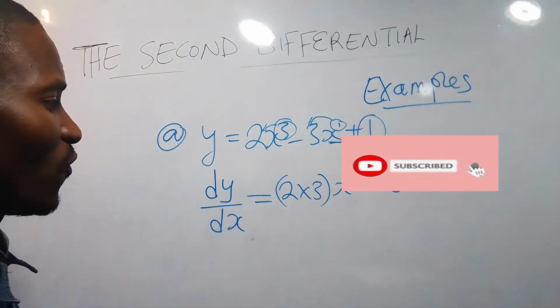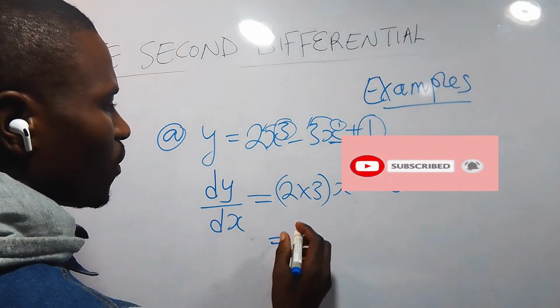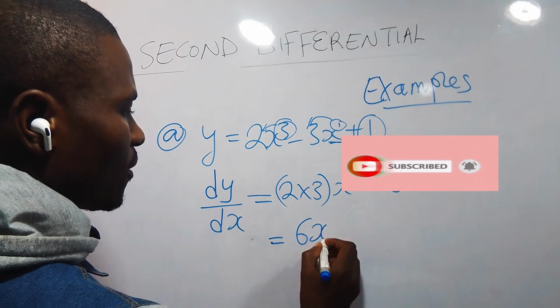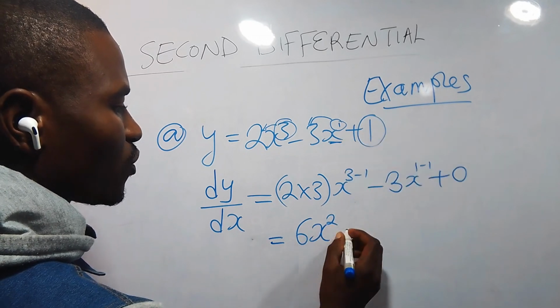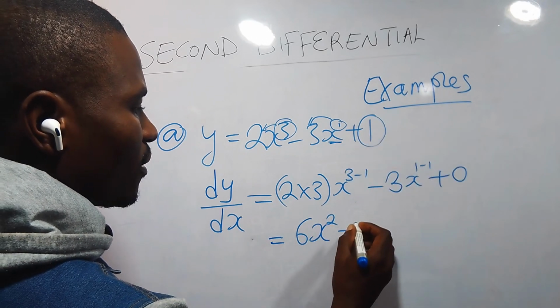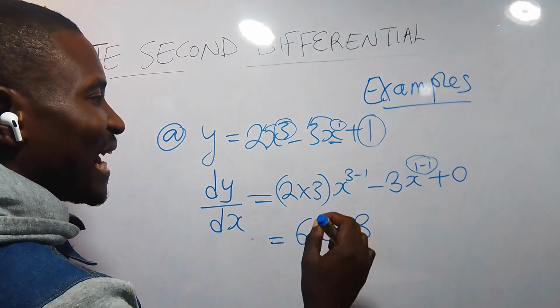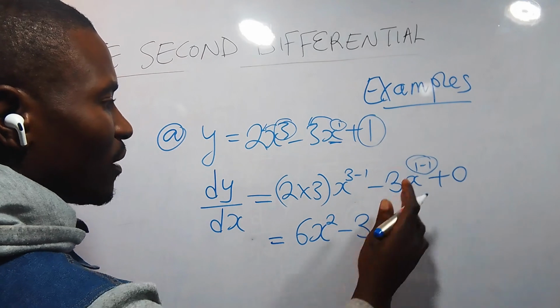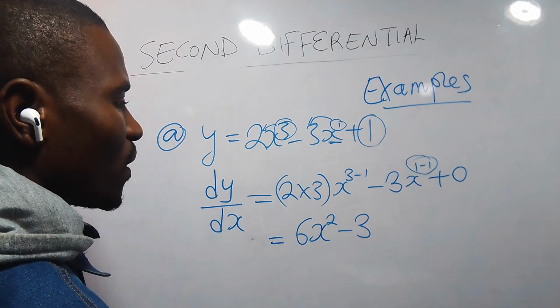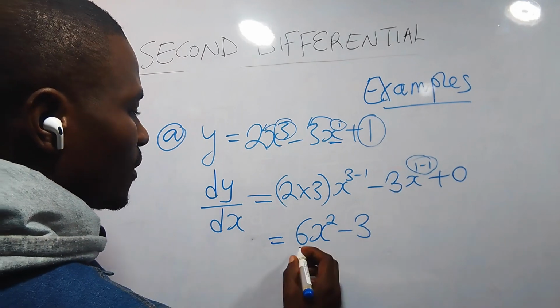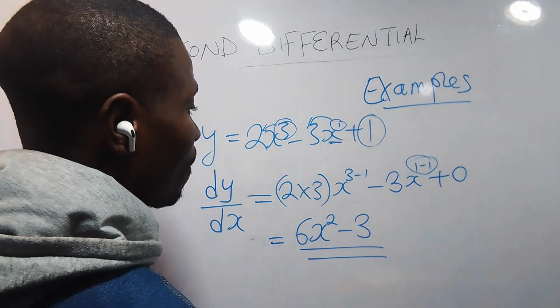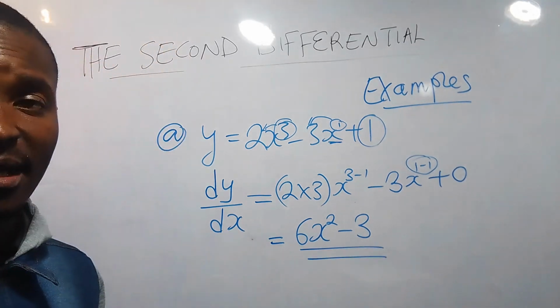Okay, so now we move on. So this is now going to be 6x, then this is power 2 minus 3, because this will become 0. Any number to the power 0 is 1. So now this is our final answer. This is the first derivative.